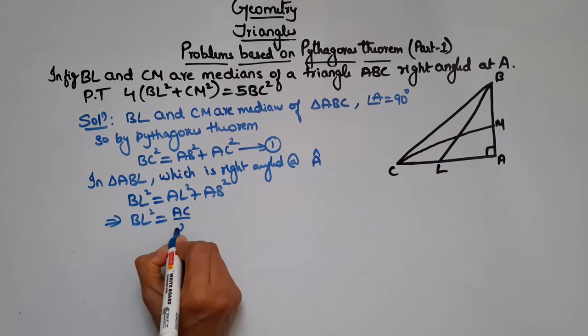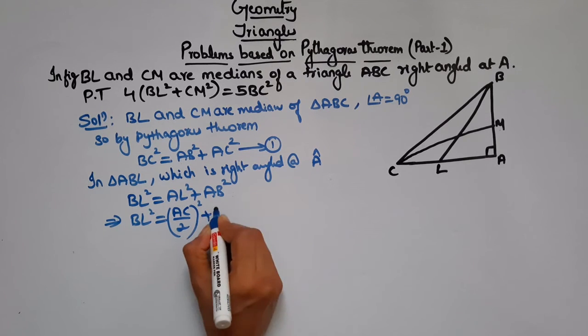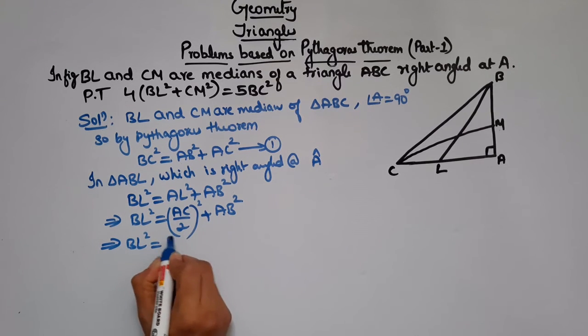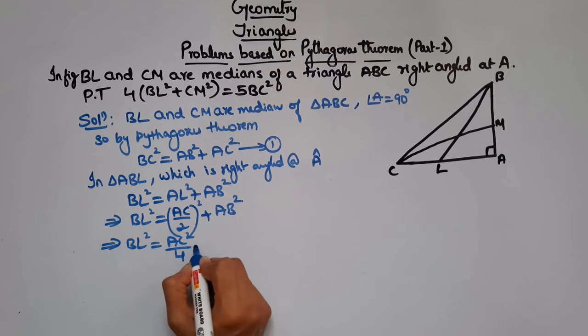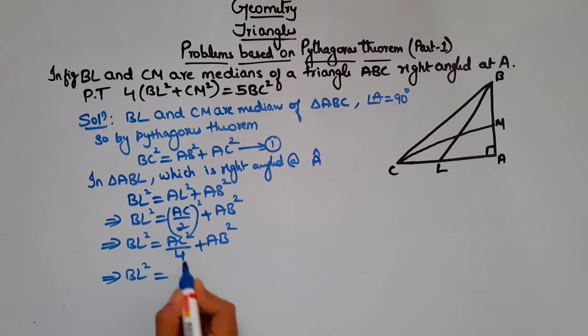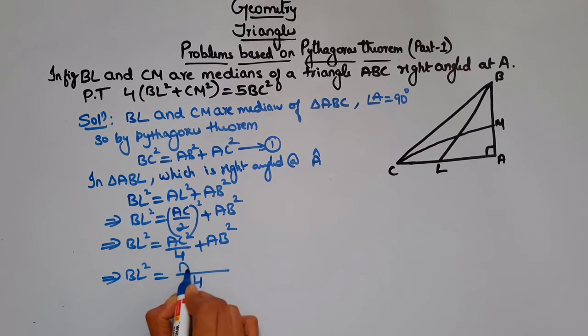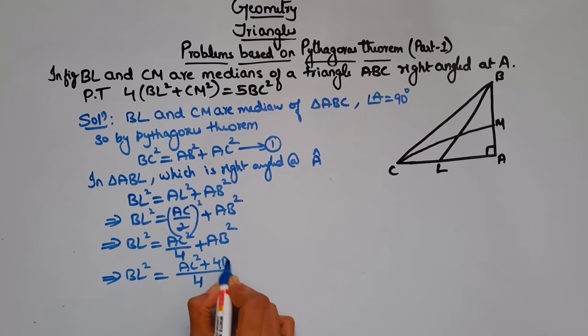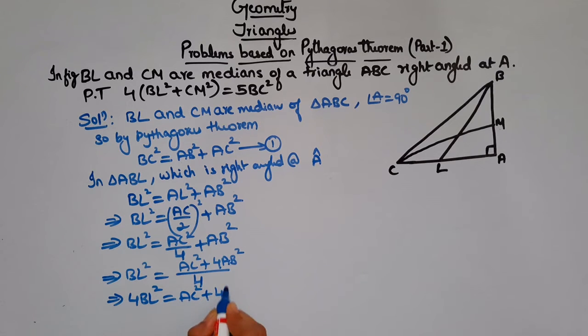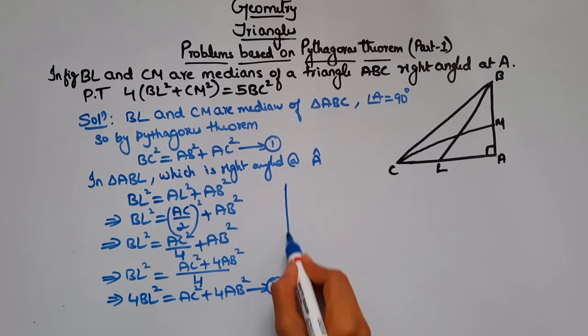So AC by 2 the whole square plus AB square, right? So this implies BL square is equal to AC square by 4 plus AB square. So this implies BL square is equal to, here let's take LCM, so AC square plus 4AB square, right? So when we cross multiply, this will be 4BL square, which is equal to AC square plus 4AB square, right? Let's take this equation as 1. So let me continue here.